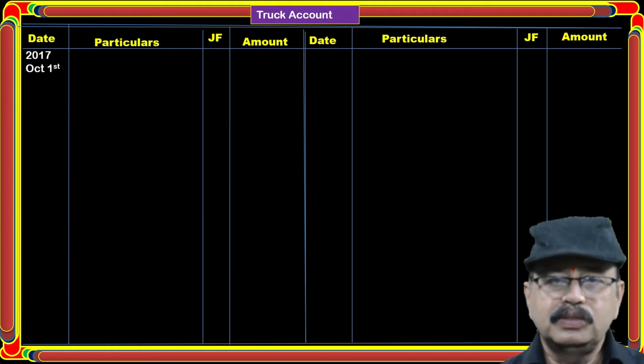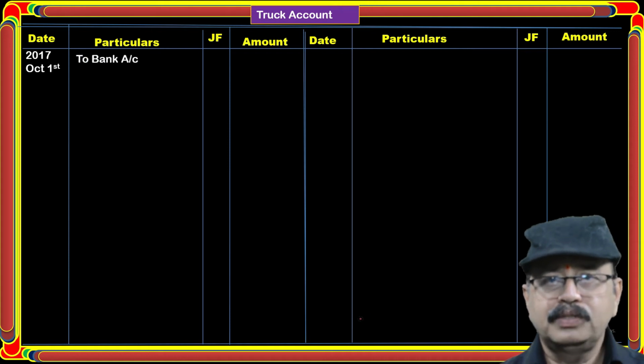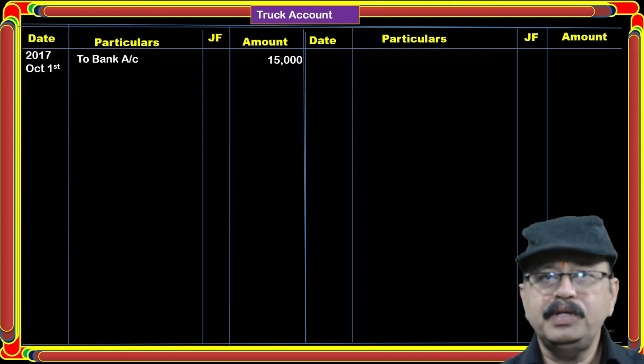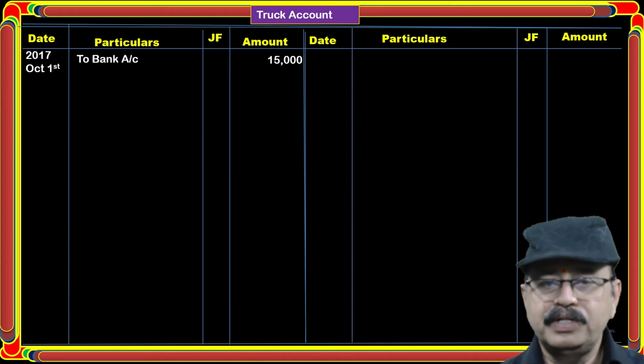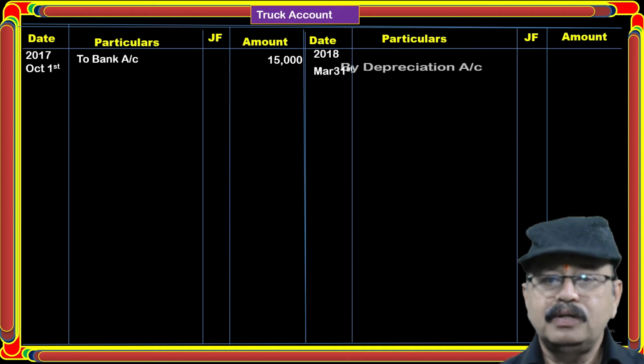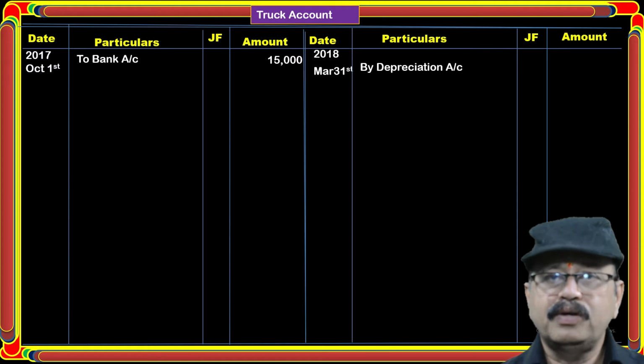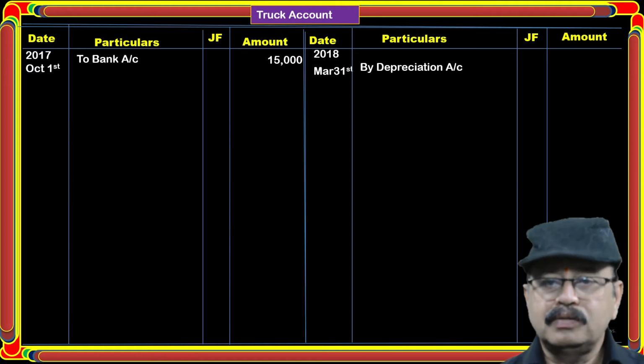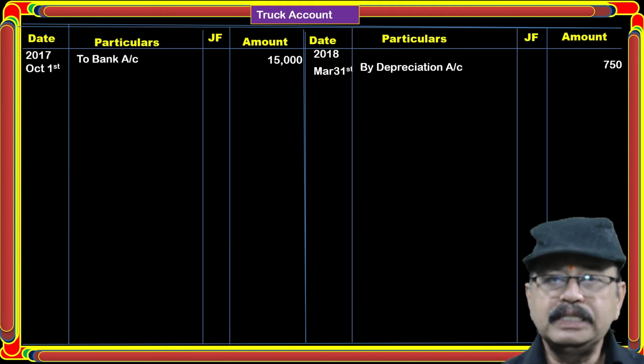1st. So here also the same journal entry: truck account debit, to bank. So to bank, the amount here is 15,000. In the same year, we calculated depreciation under the working note. So we should write it on the credit side. The journal entry is depreciation account debit to truck account. So here we calculated depreciation of 750 for 6 months. 750 we have to show.